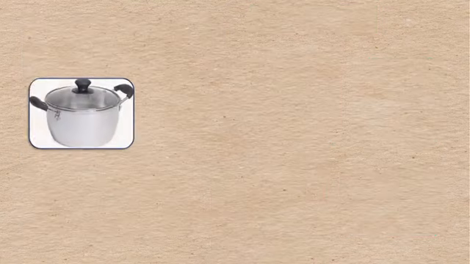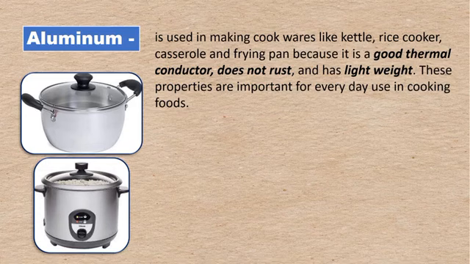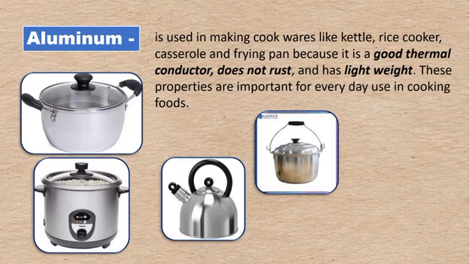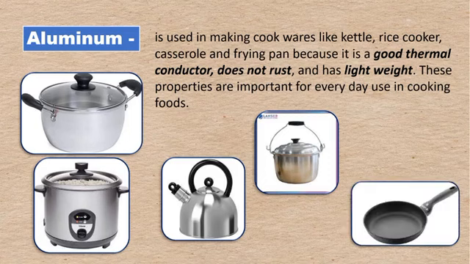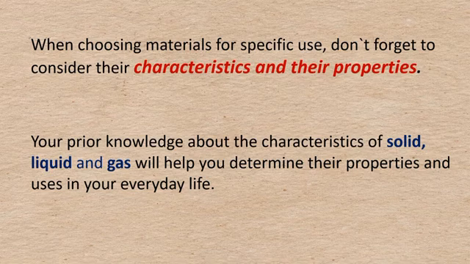You may cook rice in an aluminum pot or in a rice cooker. Aluminum is used in making cookwares like kettle, rice cooker, casserole, and frying pan because it is a good thermal conductor, does not rust, and has light weight. These properties are important for everyday use in cooking foods. Now, when choosing materials for specific use, don't forget to consider their characteristics and their properties.